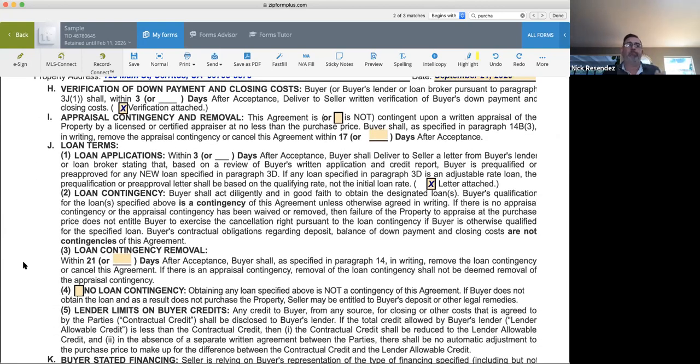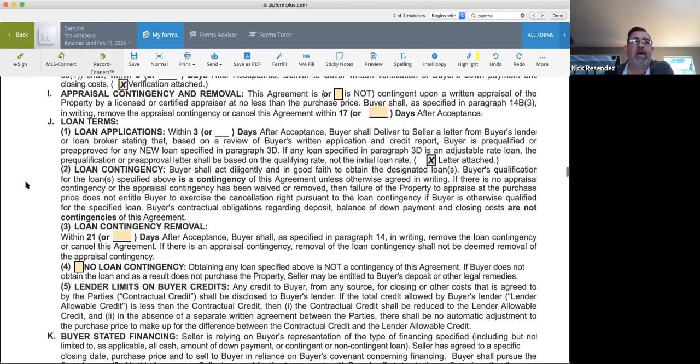Page 2, H, verification of down payment and closing costs. Now, you guys are all really great agents. You're probably going to already have your proof of funds attached to your offers, so we would check the box here, okay? But technically, the default here is that we have to give proof of funds within 3 days of opening escrow, okay? You guys know how competitive it is. Attach your proof of funds. Have a complete package, okay?